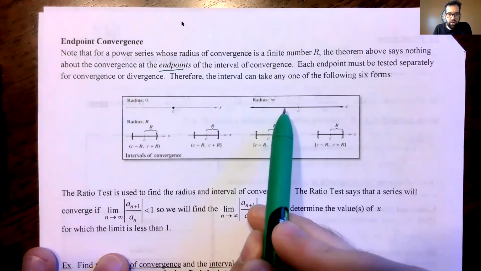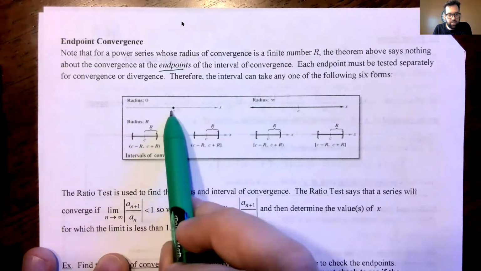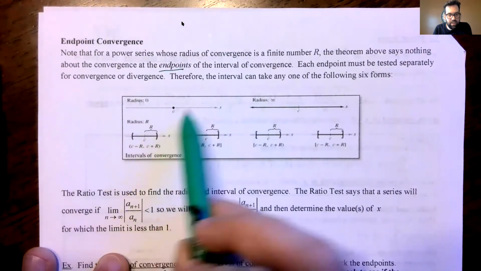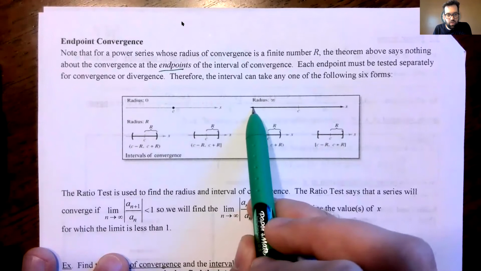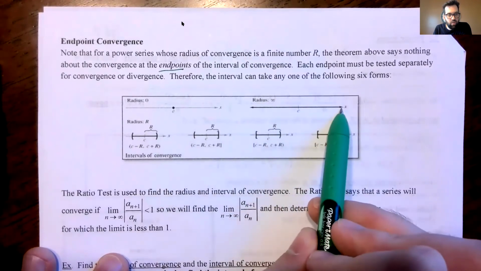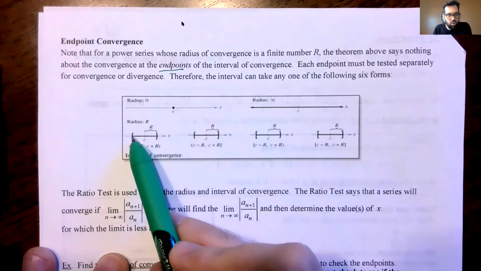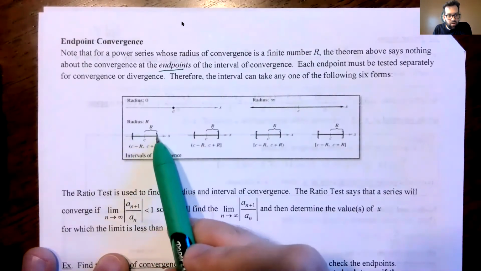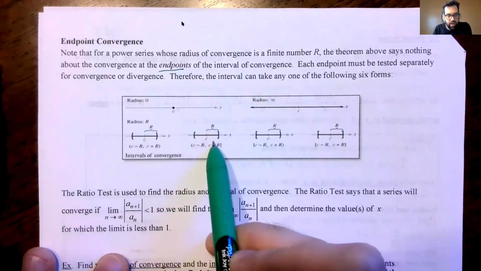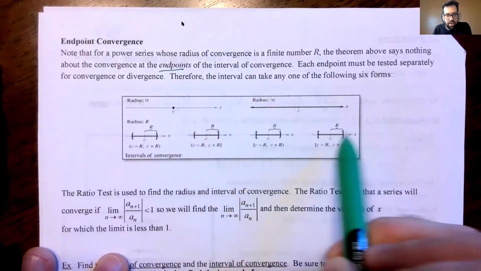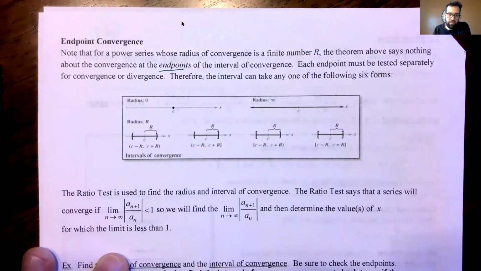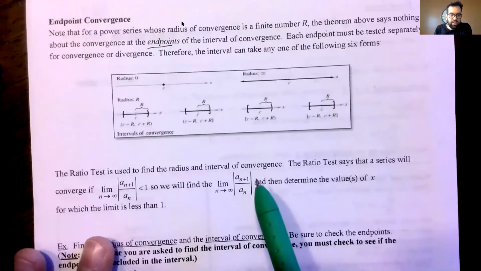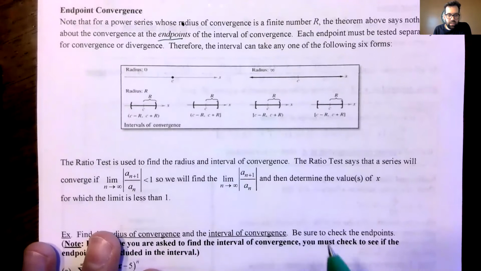The first 2 we saw on the other side of the page. The radius could be 0, so we just have a point at c. The radius might be infinity, so the whole number line of x values would make the series converge. Or if we have a radius r, we might not include either of the endpoints. We might just include the right endpoint. We might just include the left endpoint, or we might include both endpoints. We're going to use the ratio test to find the radius and the interval of convergence. We know what the ratio test says, but here it is stated again.